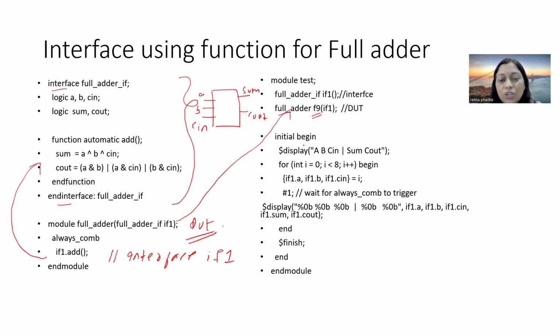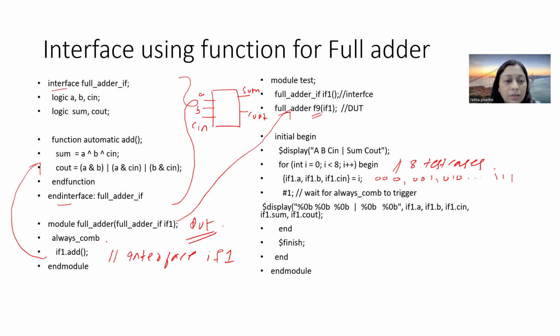Then inside the test initial begin, I'm giving test cases. In this example, the $display command displays whatever is within the double quotes on the screen. And what are the different test cases? We are generating 8 different test cases using a for loop. I'm just saying if1.a, if1.b, if1.cin equal to i. This happens 8 times. Initially i will be 0, so 0, 0, 0 will be assigned to A, B, and Cin, which are bundled inside the interface. Next it is 0, 0, 1. Next is 0, 1, 0, and so on up to 1, 1, 1. These are the different test cases which will be given to the inputs of the full adder.